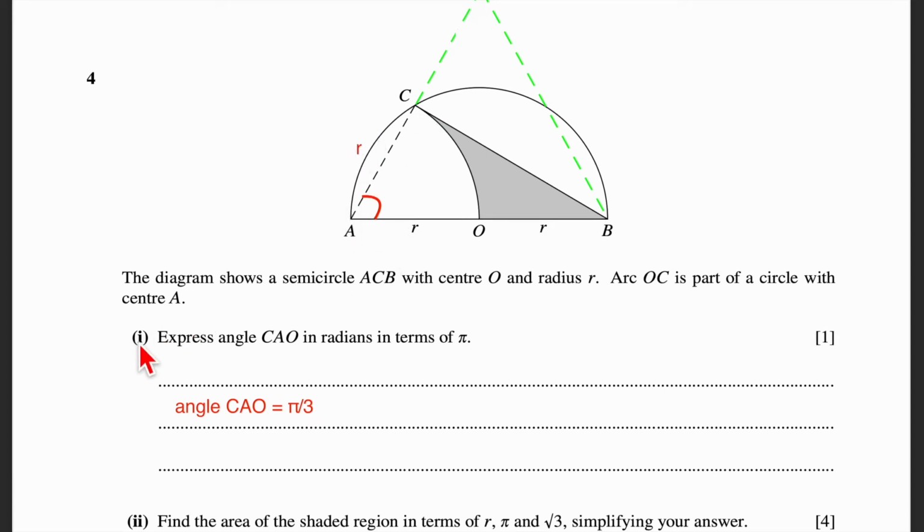Part I of this question, it says express the angle CAO in radians in terms of pi. So CAO. So we're trying to find out this angle right here. And we know that that's R and that's R. And we need to work it out in terms of pi. Well, probably the easiest way to work this question out is if this distance here is 2R and that distance there is R, and you should probably know that angles in a semicircle is a right angle, so the angle there is a right angle.